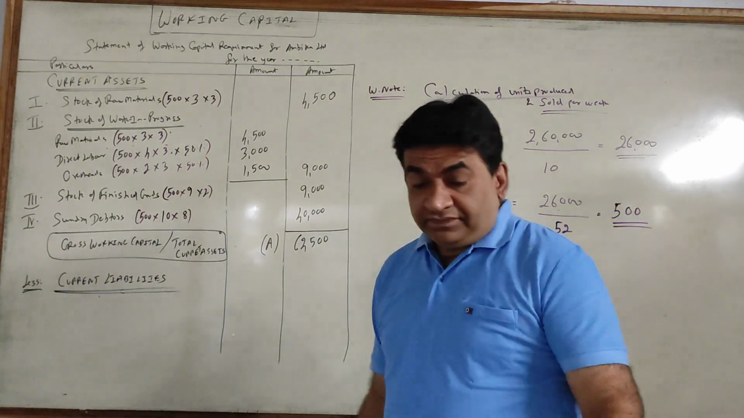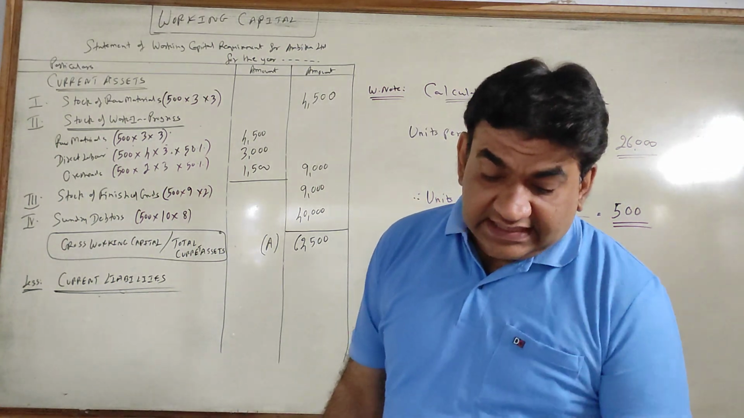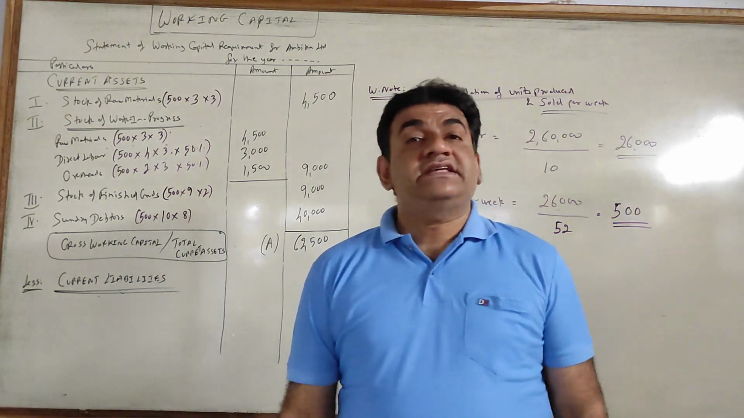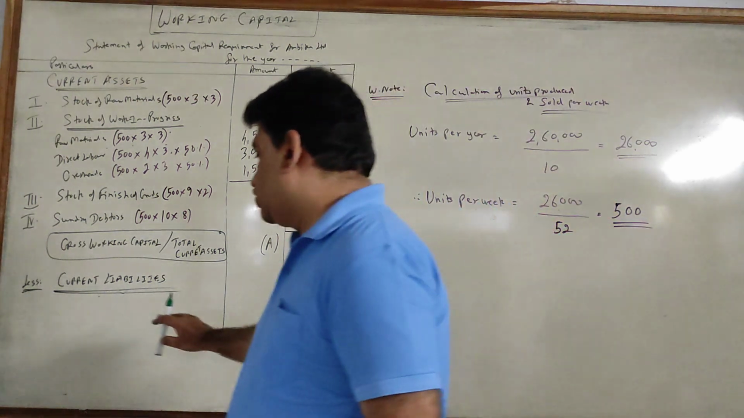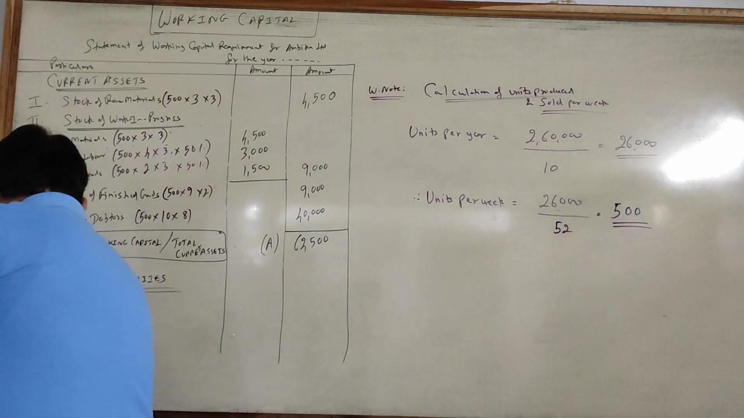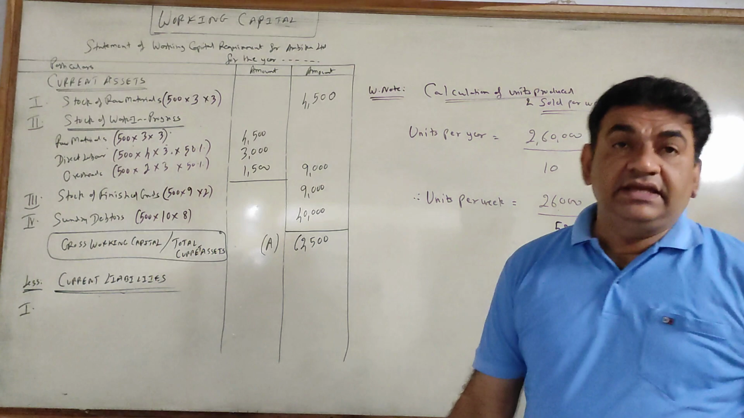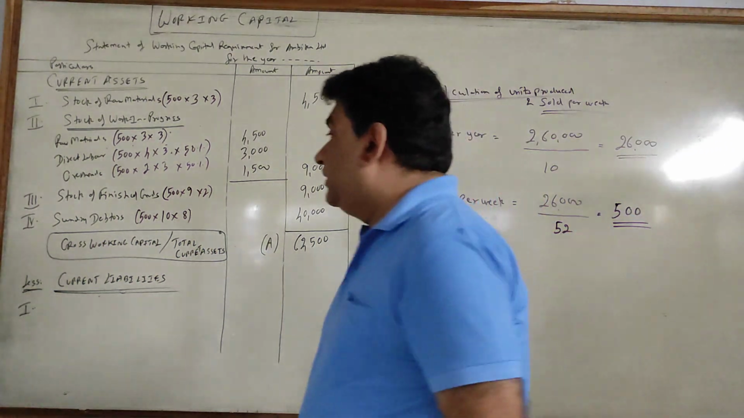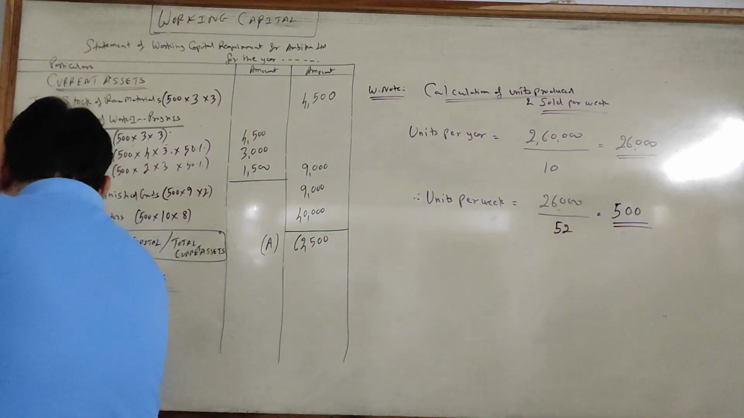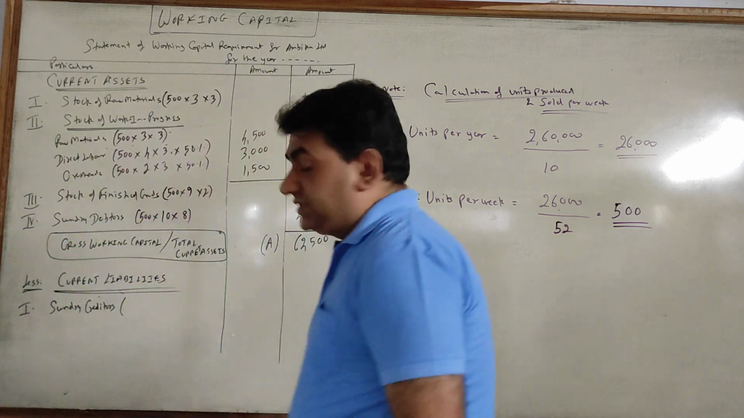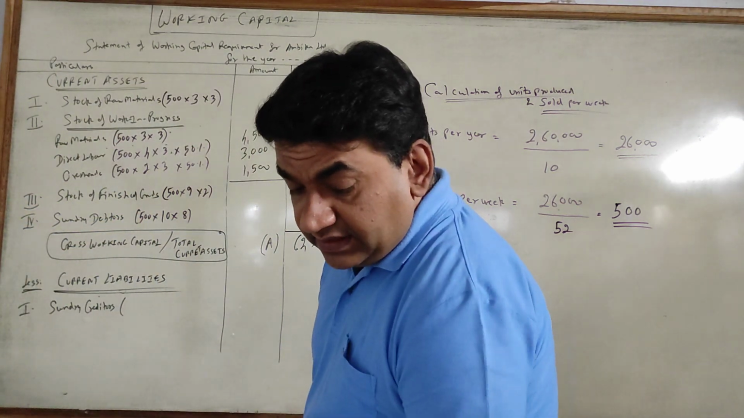Now listen. One point is pending, that is C. Suppliers allow 5 weeks credit. Supplier means creditors. So right there, number 1. Again, number 1. Why? Because this is first of your current liability. And there is only one current liability. So number 1, sundry creditors.